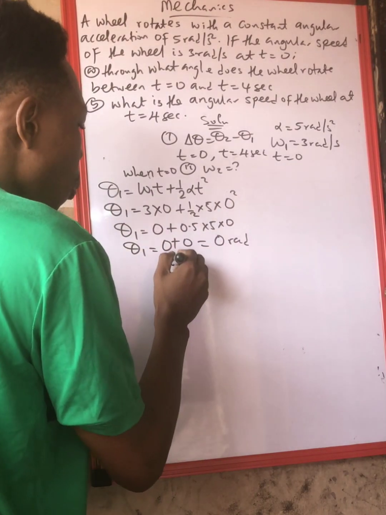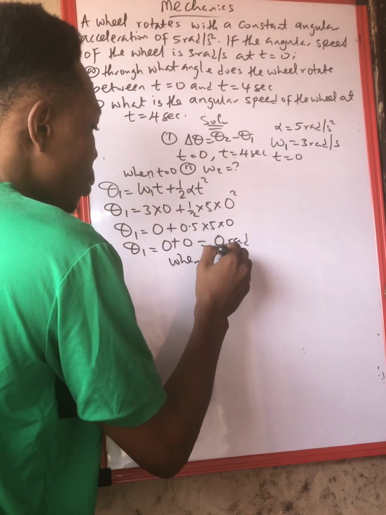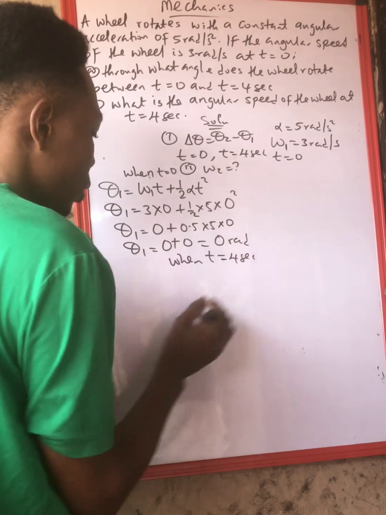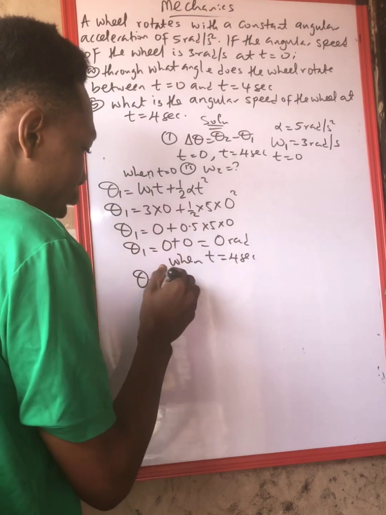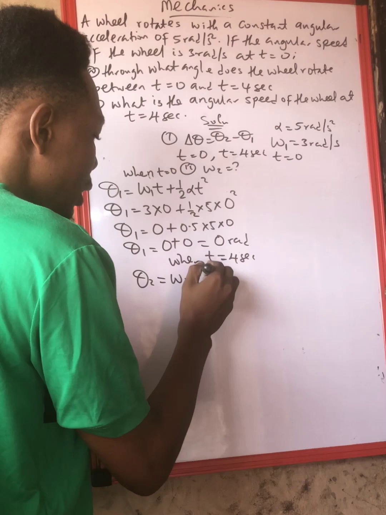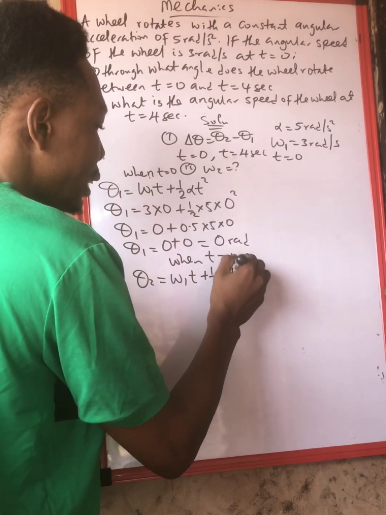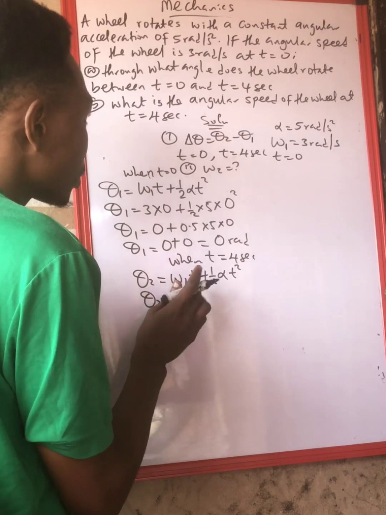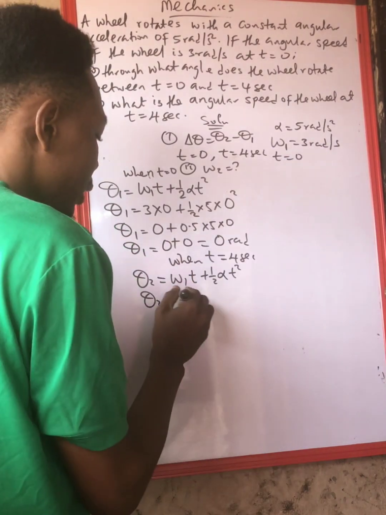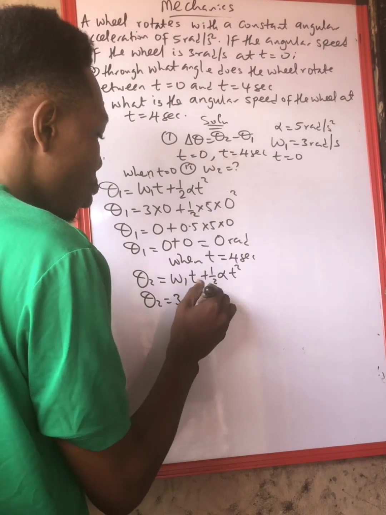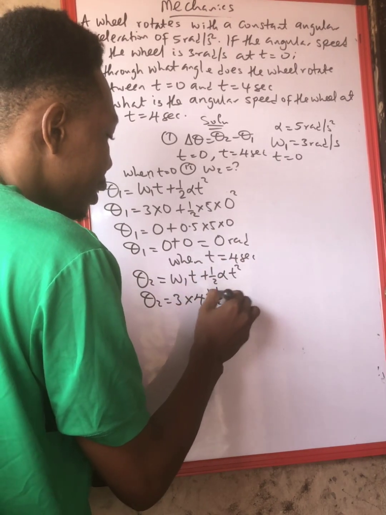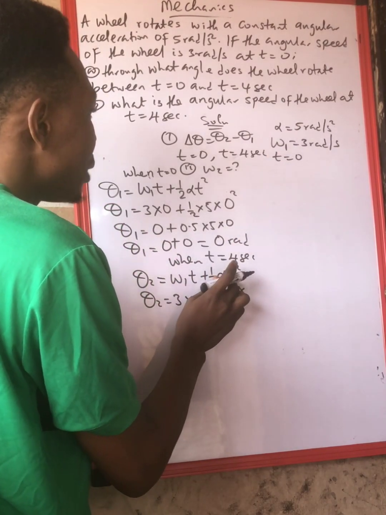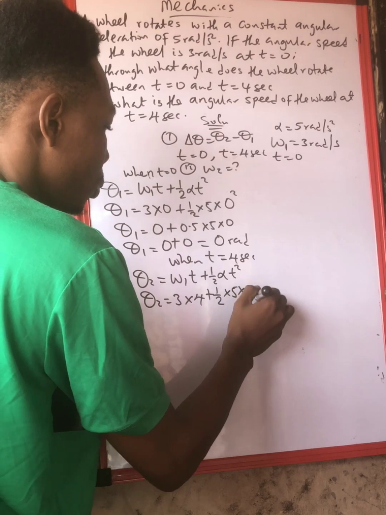So you also look for when the time was what? Was 4 seconds. So when the time was at 4 seconds, theta 2 equals W1 T plus half alpha T squared. So from here, our theta 2 becomes: our W1 is 3, our time is 4, plus half, times alpha, which is 5, times time, which is 4 squared.